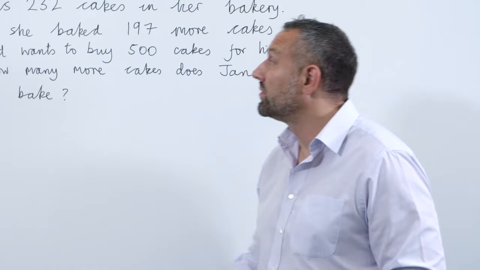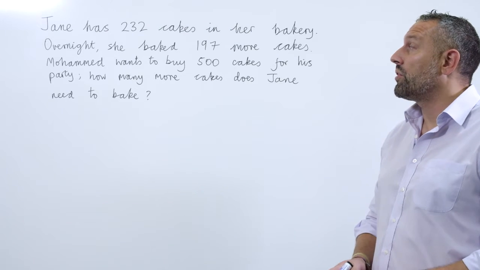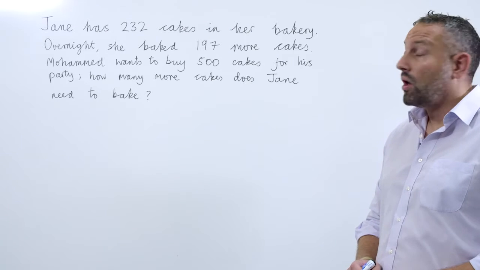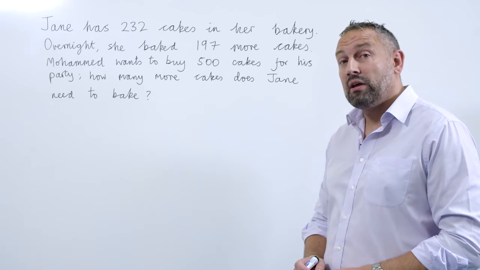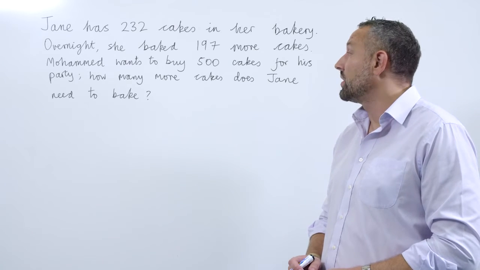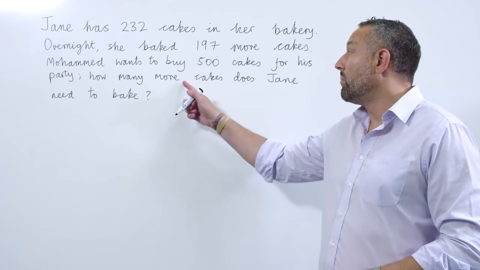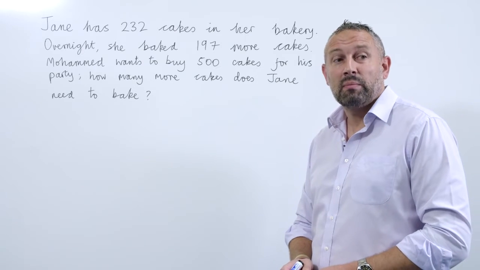Here is our question. Jane has 232 cakes in her bakery. Overnight she baked 197 more cakes. Mohammed wants to buy 500 cakes for his party. How many more cakes does Jane need to bake?